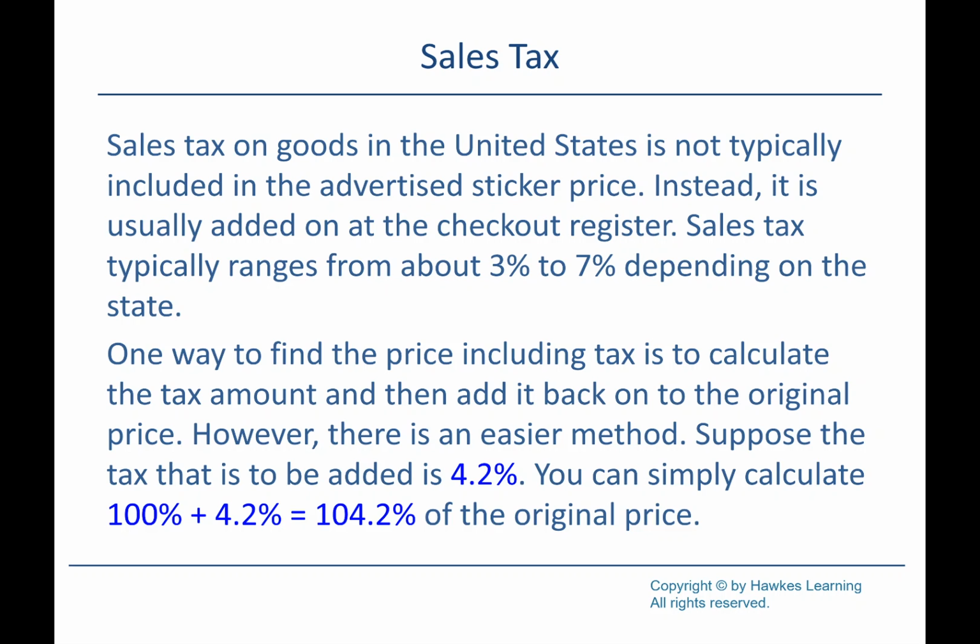So what we can do is take the 100% for the items we have to pay for, plus whatever percentage it is that we're paying in sales tax. We add the two percentages together, and then we take our total percentage and multiply it by the cost of the items. And we can figure out our total price that way. Let's put some numbers on one here.